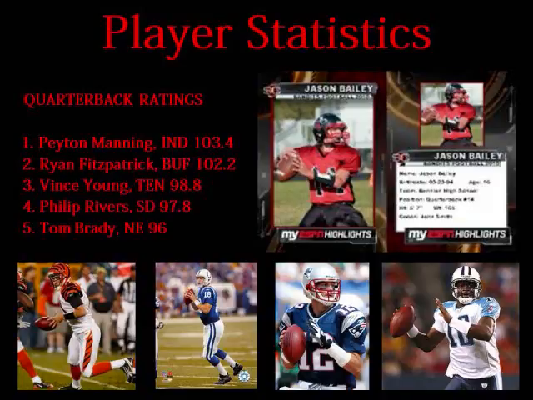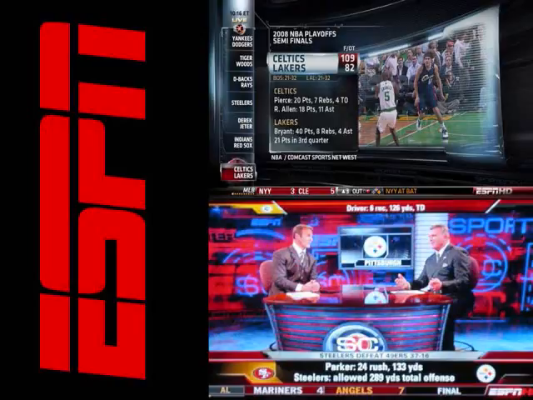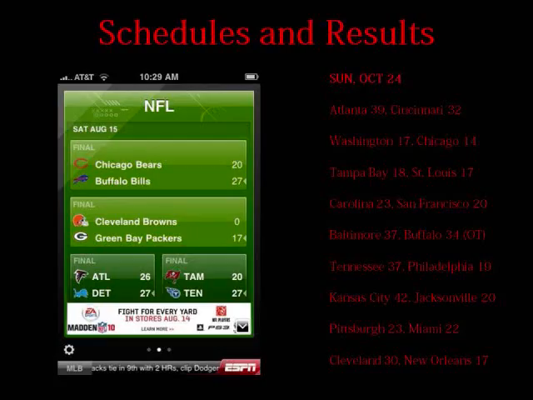ESPN will feature player statistics of athletes that they are covering during a specific sporting event. As you can see in these two pictures, text is always on the television screen. During games and even commercials, sports-related information is always scrolling on the bottom of the screen to keep viewers up to date with the latest sports information. Another unique feature of the ESPN literacy community is that you can actually get text sent to your phone to keep sports fans up to date on the latest information.